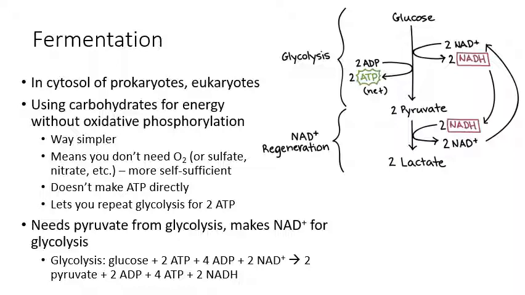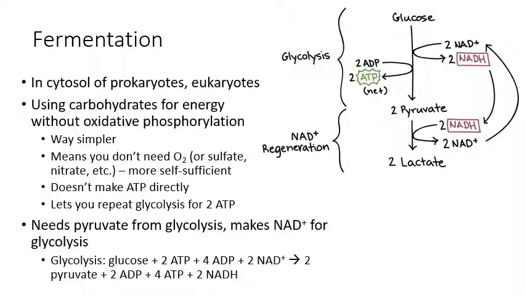Fermentation is much simpler than oxidative phosphorylation and much simpler than cellular respiration. It doesn't need oxygen. And it also doesn't need something to substitute for oxygen. So anytime you're doing oxidative phosphorylation, you either need oxygen to serve as a final electron acceptor, or you need something else like sulfate or nitrate that can substitute for oxygen and act as the final electron acceptor. In fermentation, you're not using an electron transport chain, so you don't need a final electron acceptor at all. That means that it's kind of easier to do fermentation if you have fewer resources around.